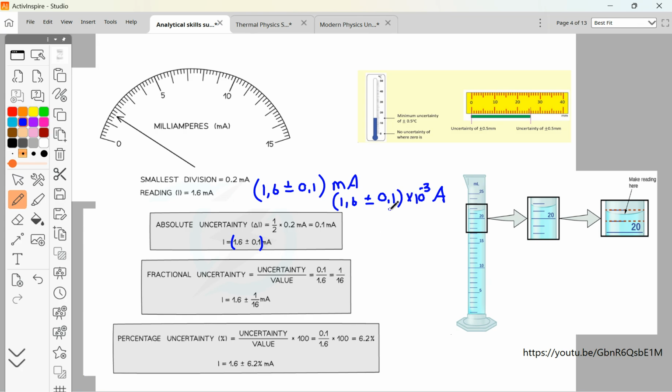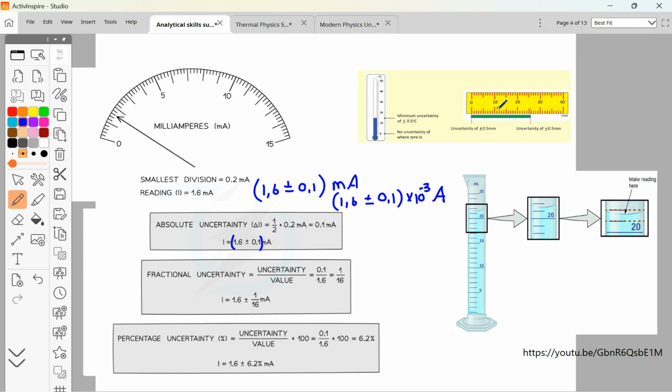The fractional uncertainty is then just giving the uncertainty as a fraction of your actual answer. So in this case, it would be 0.1 over 1,6, which would then simplify to 1 over 16. We don't often write it like this, but it's fine, it's still correct, it's the fractional uncertainty. The percentage one is more common, where you just take the fractional one and times it by 100.